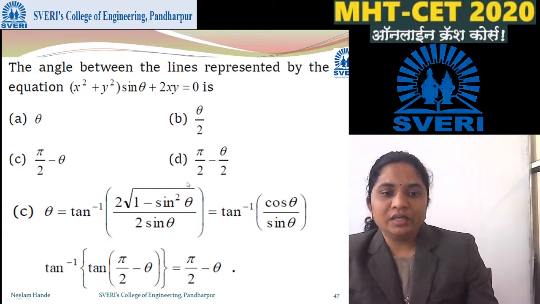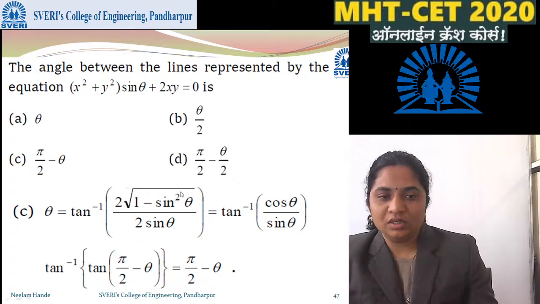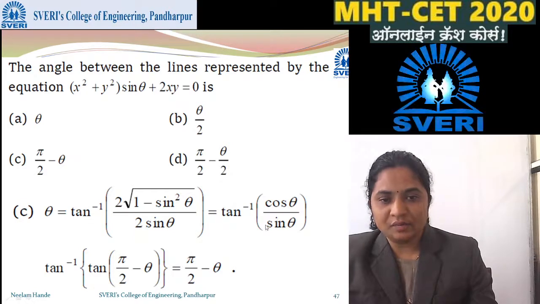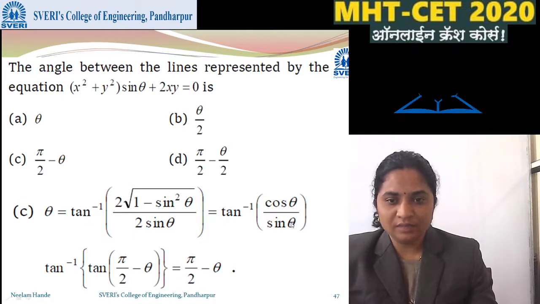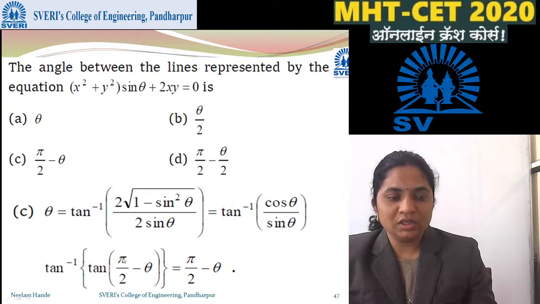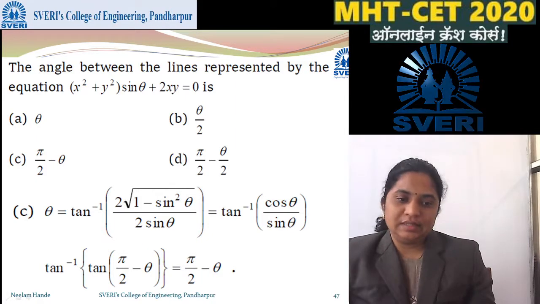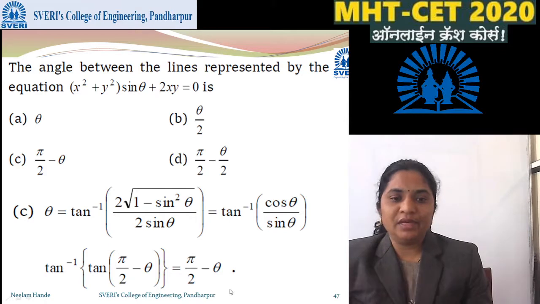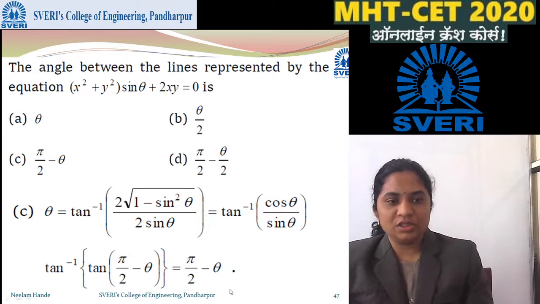This is root 1 minus sin square theta, that is cos square theta, and under root cos square theta is cos theta. 2 gets cancelled, upon sin theta, that is cot theta, and cot theta is actually tan of pi by 2 minus theta. So tan inverse tan will get cancelled and it is just pi by 2 minus theta. So the correct option is C.